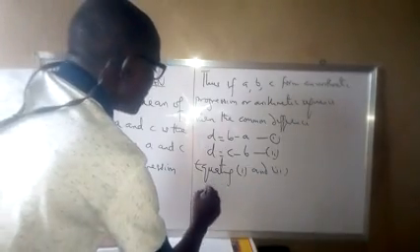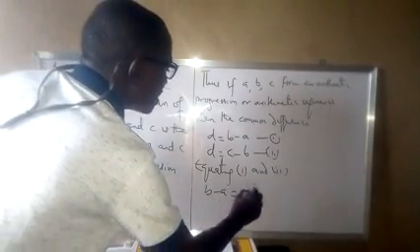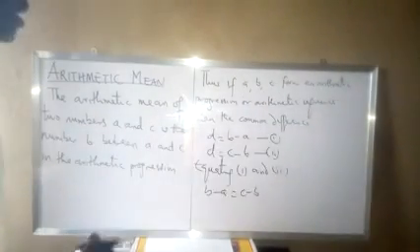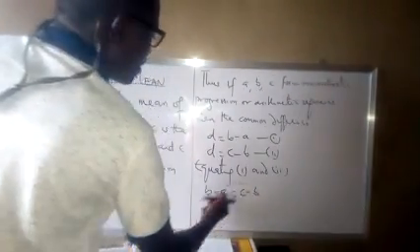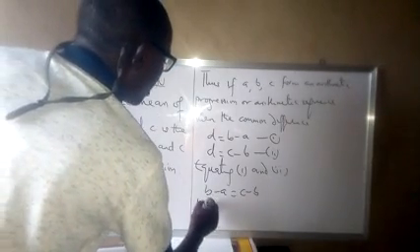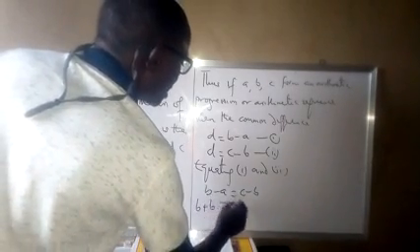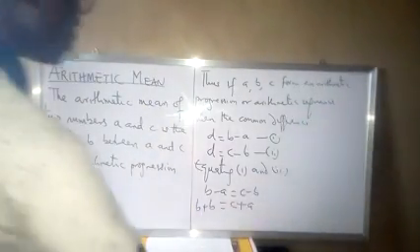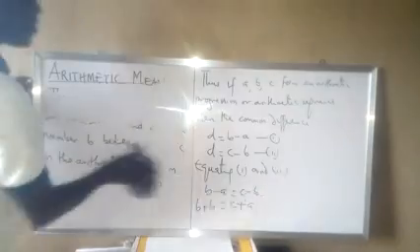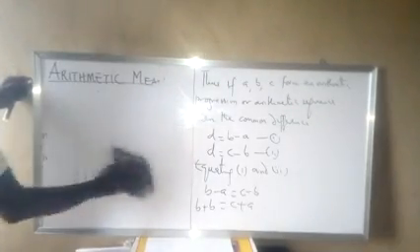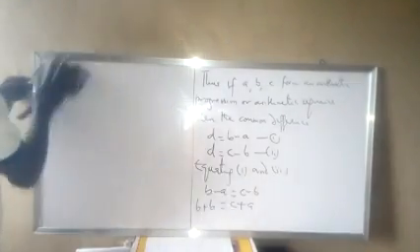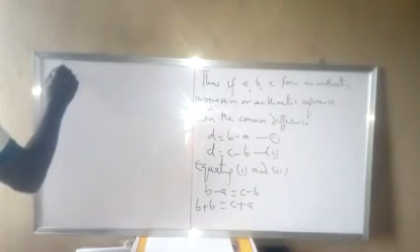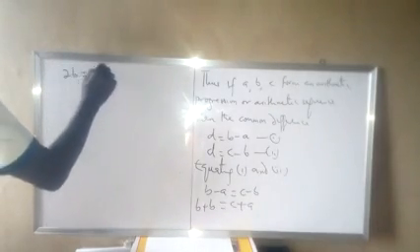Let B minus A be equal to C minus B, because D is common to them. So in this case, this B will come here and become B plus B is equal to C plus A. I hope you understand that. By the time you bring B from that side to the left-hand side, you have B plus B, which invariably will be 2B is equal to C plus A.